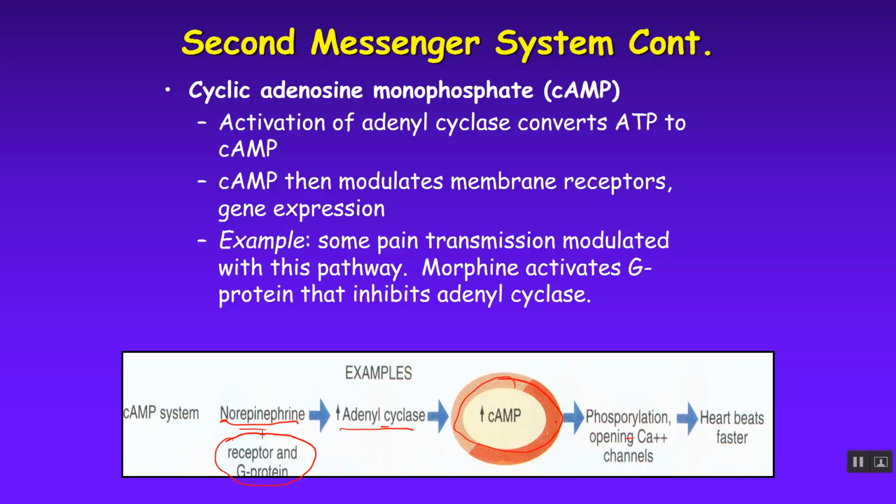That causes phosphorylation and opening of calcium channels. Okay, so calcium channels open, and we know calcium plays a critical role in the contraction of cardiac muscle cells, and that causes the heart to beat faster and more strongly. This is part of your sympathetic nervous system here. So these are sympathetic nerves that are doing this to your cardiac muscles. Okay, so it ramps up your cardiac rate and contractility through this cyclic AMP process using a second messenger system.